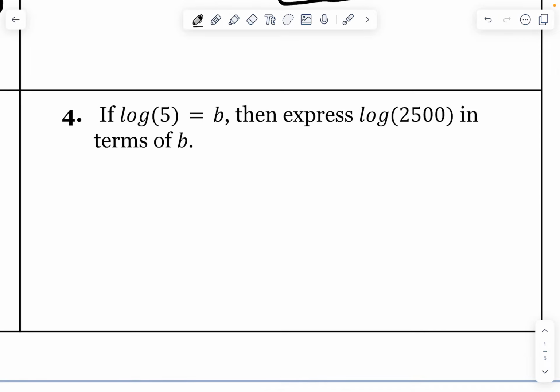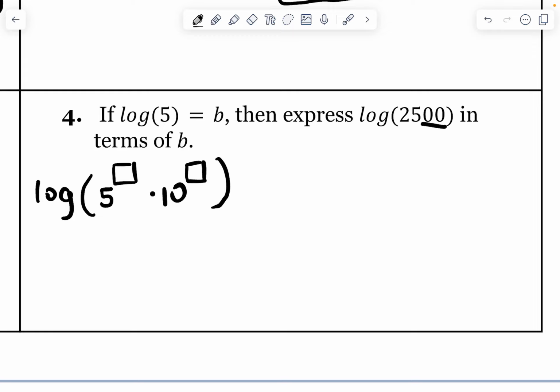Number 4, if log of 5 equals b, then express log of 2500 in terms of b. This is your hint. This is what you look at. How can you make it so that you can express this number as having a base of 5? Well, you go like this. Log of 5 to the something power. And I have these zeros at the end, so I know that it's going to be times 10 to the something power. I should be able to figure out what exponents go in those blanks such that when they multiply out, I get 2500.